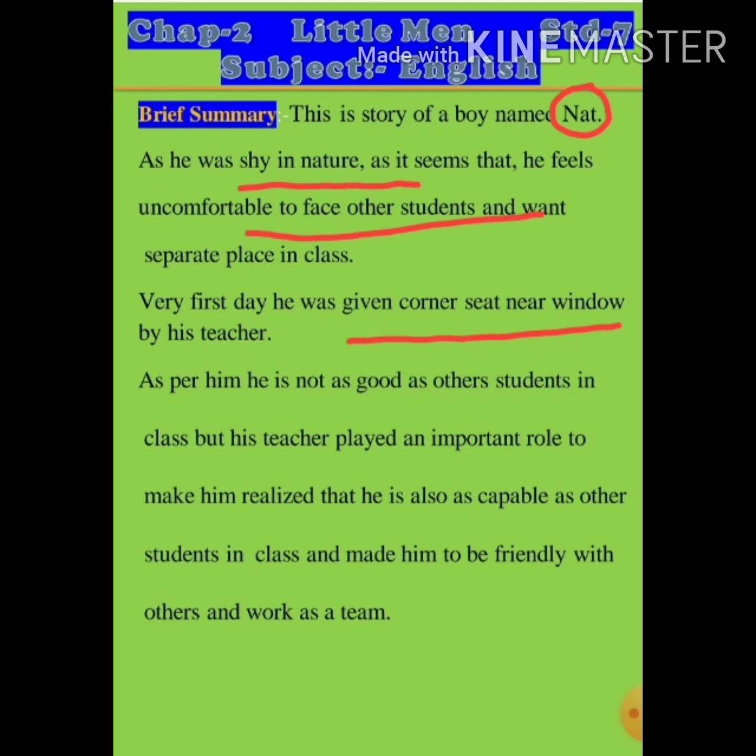Okay, and the most problematic thing about Nat is that he thinks that he's not as good as other students are. But the role of his teacher is very appreciable because he made him realize that he is also as good as other students are. And this chapter is all about how his teacher played an important role to make him realize that he is also very capable and a very good boy.